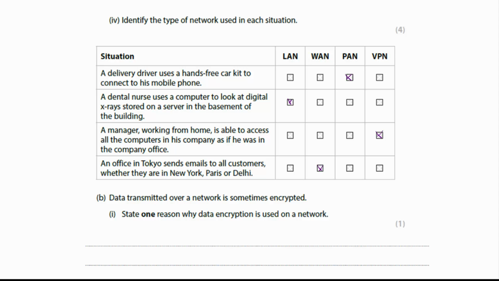So data transmitted over a network is sometimes encrypted. State one reason why data encryption is used on a network, just for 1 mark, so you can keep it quite simple. So really encryption is there to keep your data, your information secret, private, secure, whatever you want to call it. And it does this because it scrambles it up so no one without the key can understand it. So let's say to keep info secure, because unauthorized people cannot understand it.